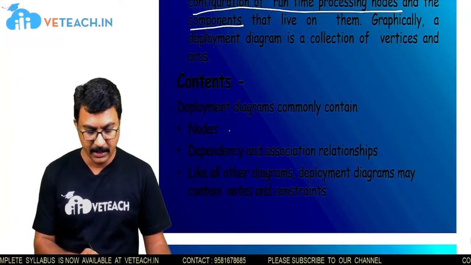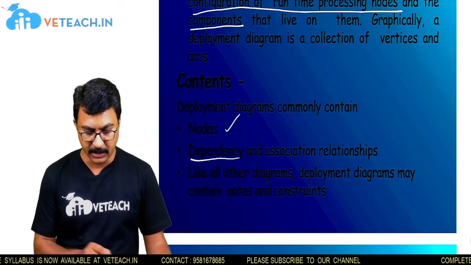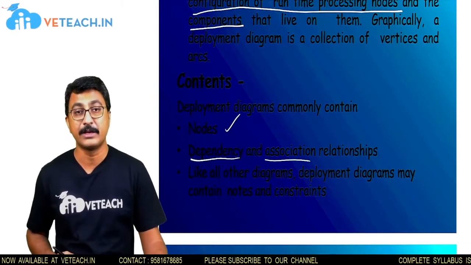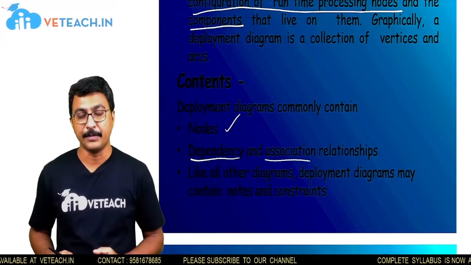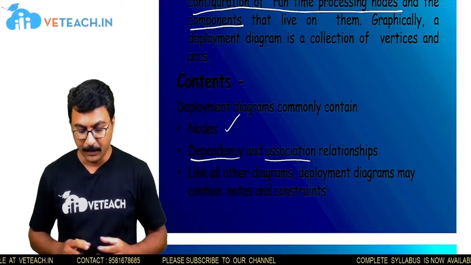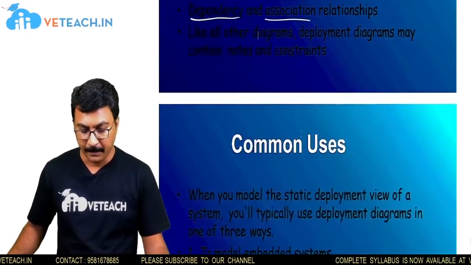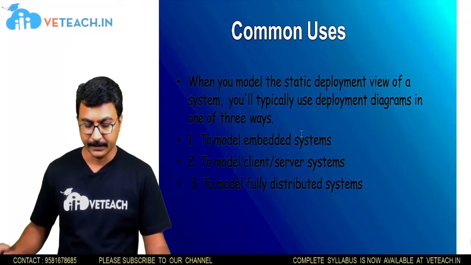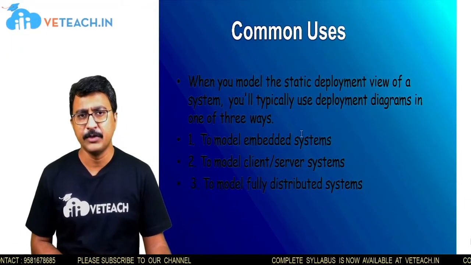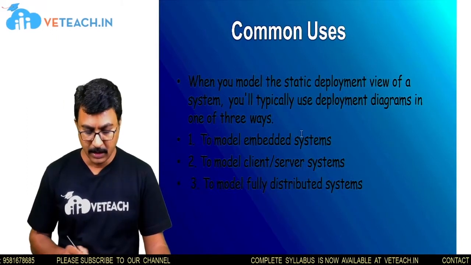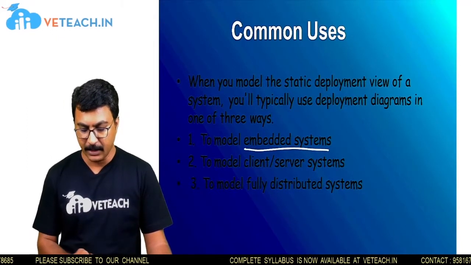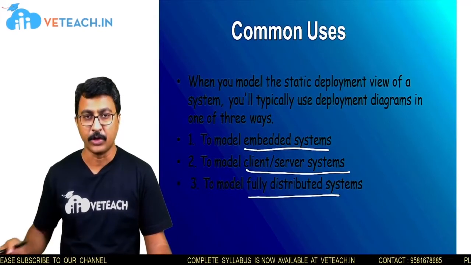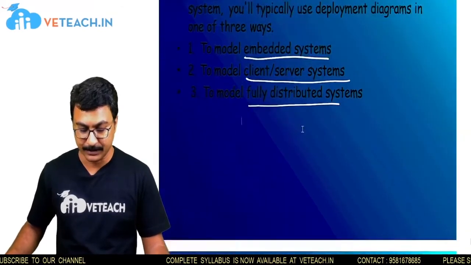So what does it contain? It contains nodes, it contains relationships, dependencies and associations, and you may have all other types of diagrams also being represented within a deployment diagram along with constraints, tagged values, stereotypes, all that. What is a deployment diagram used for? It can be used to model embedded systems, client server systems, or fully distributed systems.